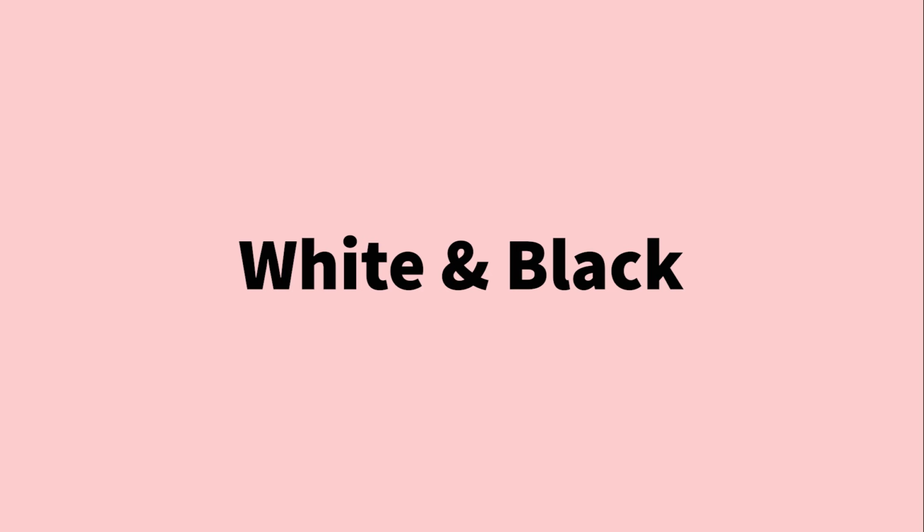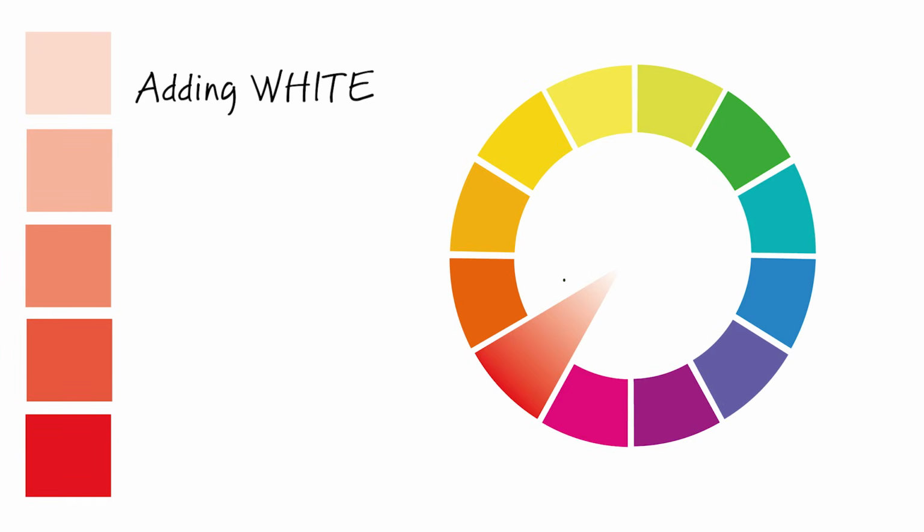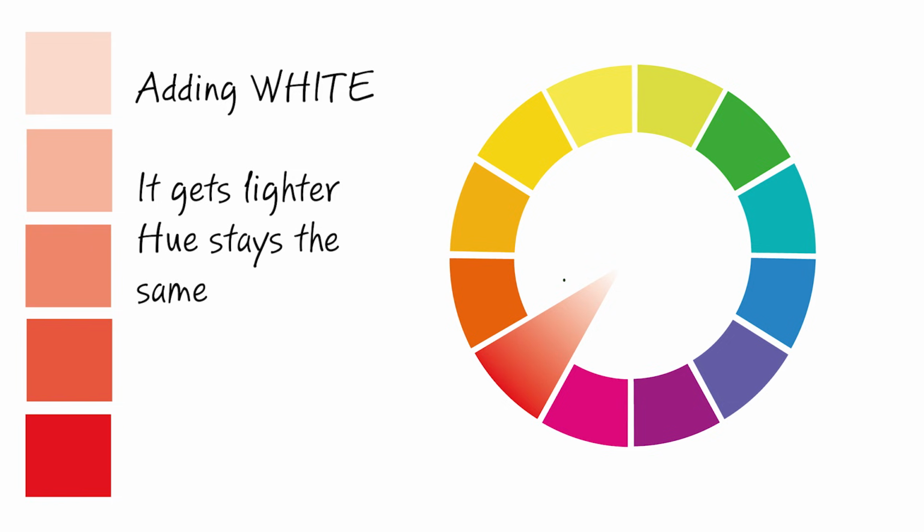White and black. Adding white, also known as a tint, to your colour will affect it in the following way. The value increases because the colour becomes lighter. The hue stays the same. It's still the same colour family. The temperature becomes cooler because white reduces intensity.